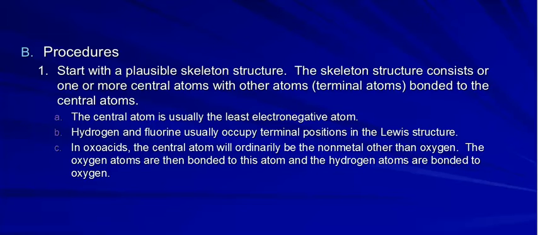When you are drawing Lewis structures, the first thing you want to do is start with a plausible skeletal structure. The central atom is usually the least electronegative, which means it's furthest from F on the periodic table. Hydrogen and fluorine are going to be terminal positions, which means they're going to be outside in the structure. And we'll talk about oxyacids a little bit later.